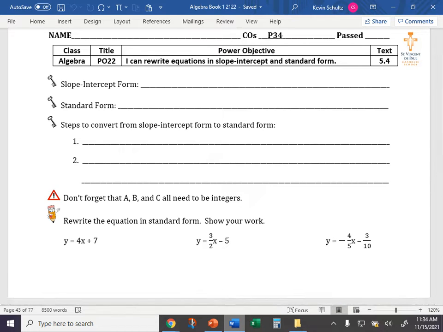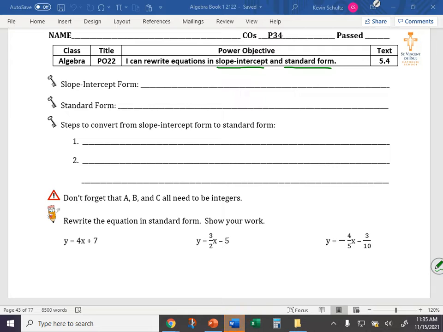We're starting off the week with a power objective, PO22: rewriting equations in slope-intercept and standard form. We actually had this objective, or one very similar to it, last year. I think back to CO35. Last year it was a regular course objective. This year it's a PO.